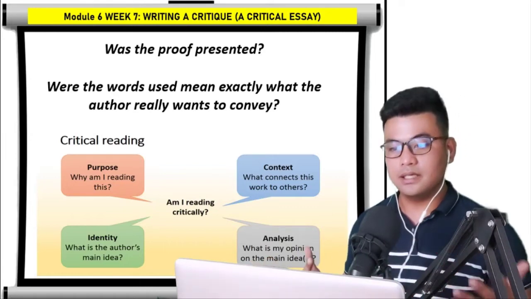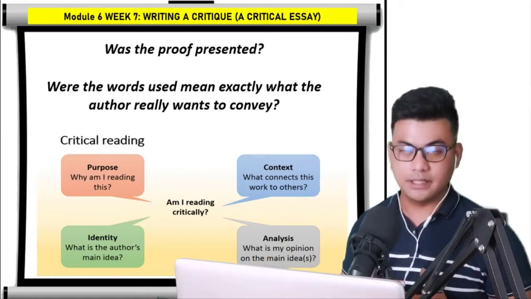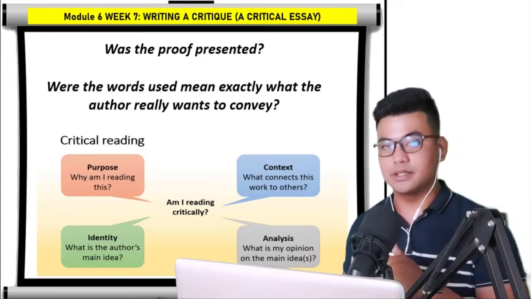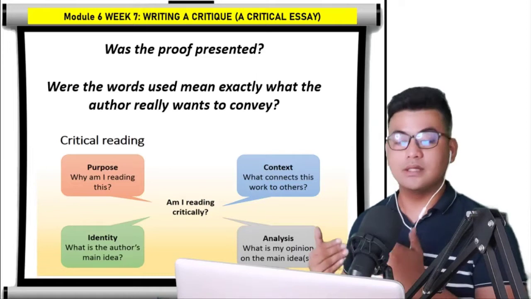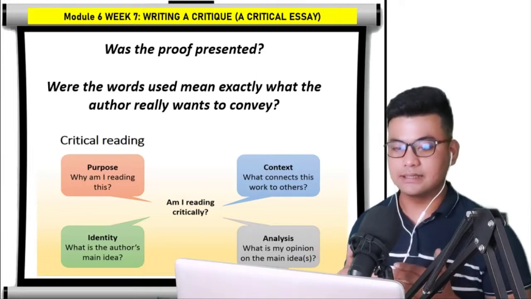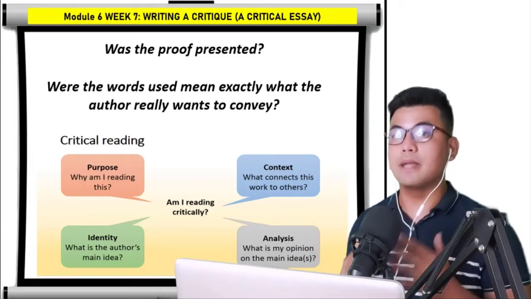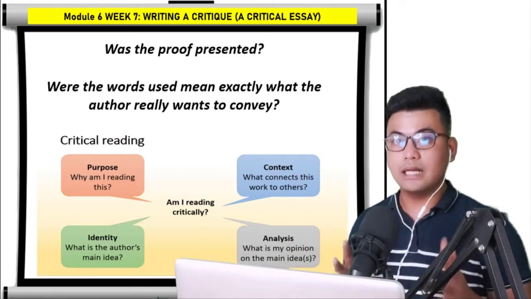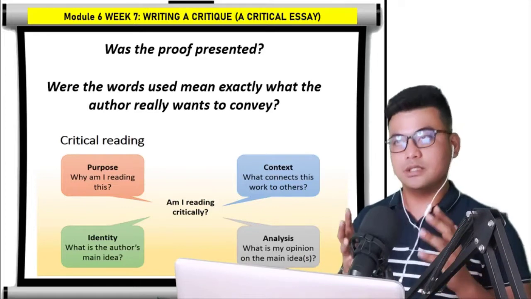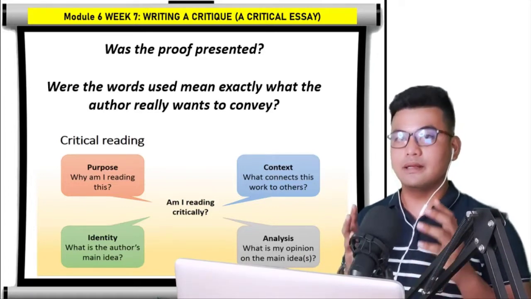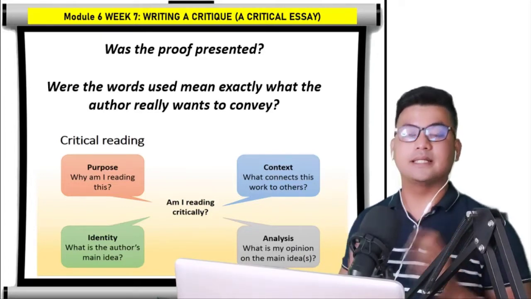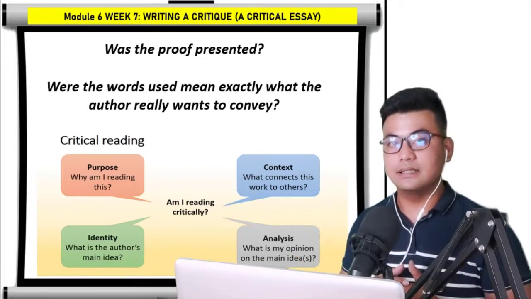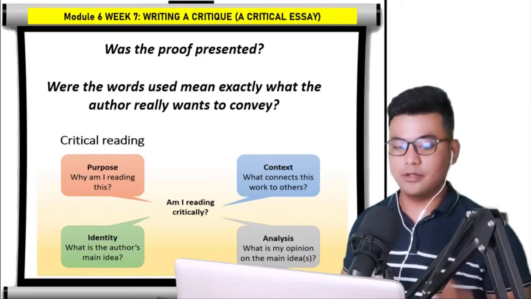Okay? So, critical reading requires purpose. Why am I reading this? Bakit ko ito binabasa? Context. What connects this work to others? Identity. What is the author's main idea? Analysis. What is my opinion on the main idea? So, hindi ka lalayo sa main idea. Nandun ka lang lagi. You stick to the main idea. You stick to the original intention of the author and find that purpose, context, identity, and analysis. And that is reading critically. Okay? So, kailangan yung ma-identify yon.